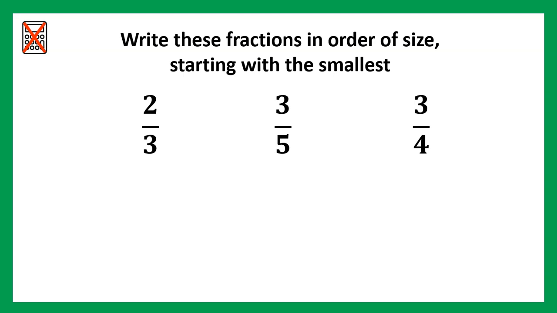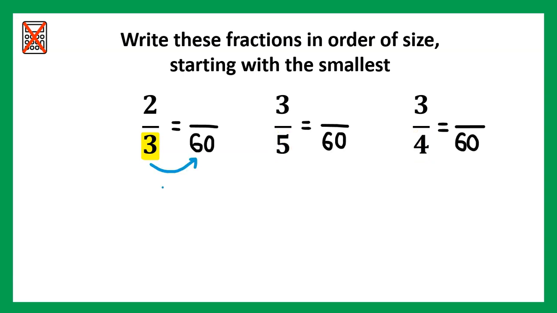On to the advanced question, one of the more difficult questions that you are likely to find on this topic. Writing these fractions in order of size, starting with the smallest. This can be done in the same way that we completed the intermediate questions by comparing fractions. So first, we will find equivalent fractions where we have a common denominator between 3, 5 and 4. The lowest common denominator, or the lowest common multiple of these three numbers, will be 60.